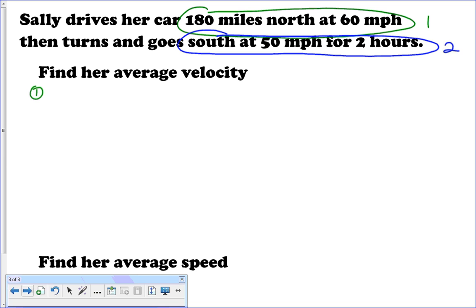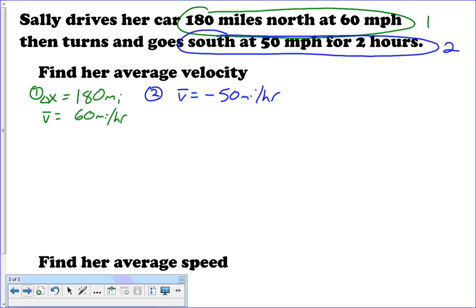So for chunk number 1, I know that Sally drove 180 miles north. That's the displacement. At 60 miles an hour. Let's see, miles per hour. That's going to be a velocity. Okay. And then for chunk number 2, she went south at 50 miles an hour. So my velocity is going to be negative 50 miles per hour. Negative because she's going south. And my time is 2 hours, right?